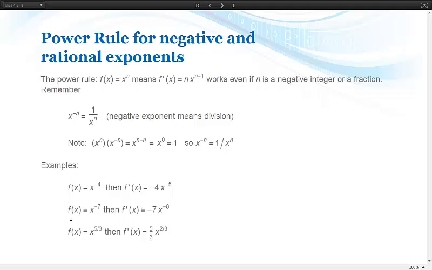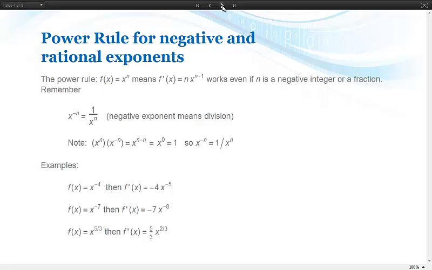If the function is x to the minus 7, then its derivative is minus 7x to the negative 8. Subtracting 1 from negative 7 gives me negative 8. And if f of x is x to the 5/3, then f prime of x is 5/3 x to the 2/3. Why? If I subtract 1 from 5/3, that's the same as subtracting 3/3. I'm left with 2/3. So that's the derivative in the exponent case.